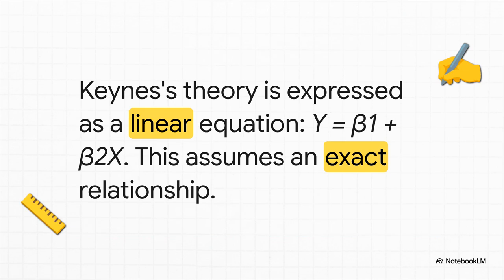Okay, on to step 2. How do we turn that idea into math? Well, in a perfect world, Keynes's theory looks like this beautiful, clean equation. Consumption, that's Y, is equal to some baseline spending, that's beta 1, plus a fraction of our income, X. And that fraction, that beta 2, well, that's our MPC. That's the magic number we're hunting for.